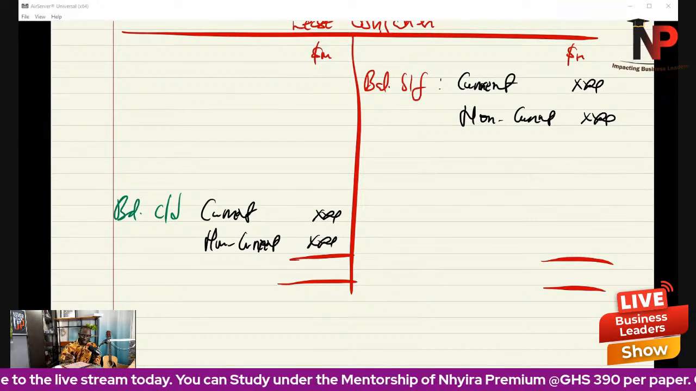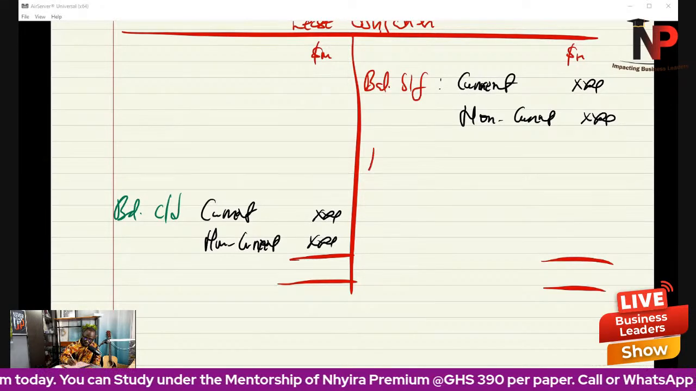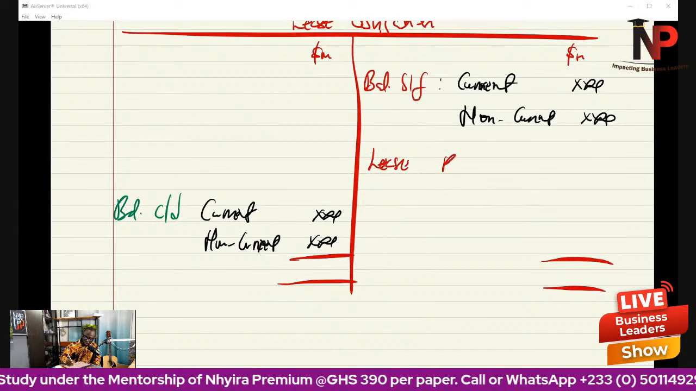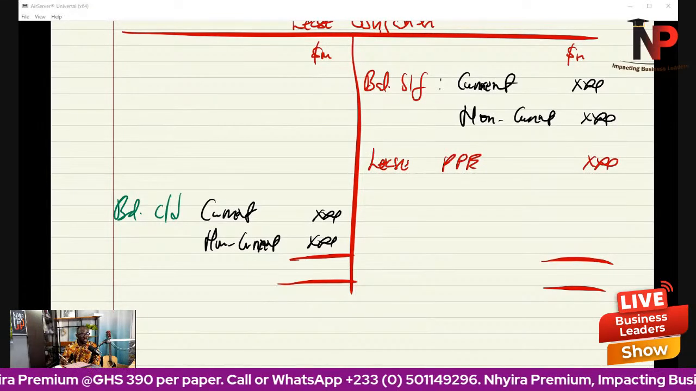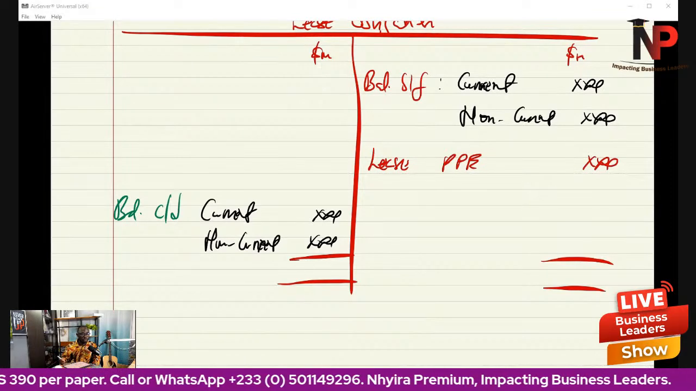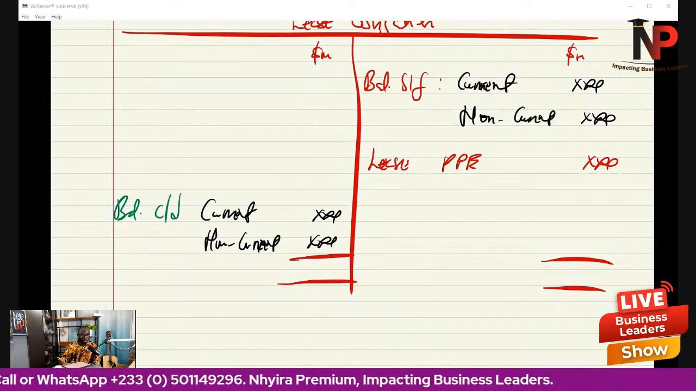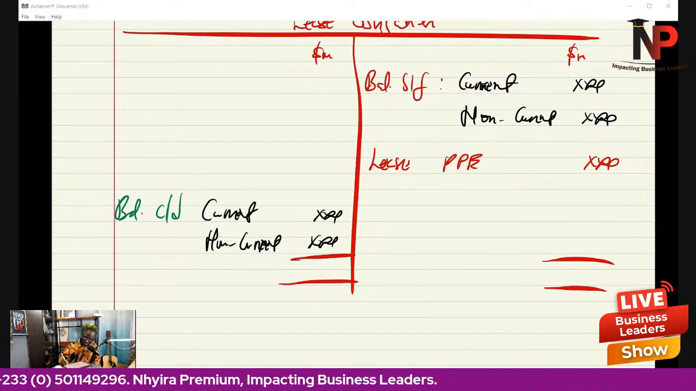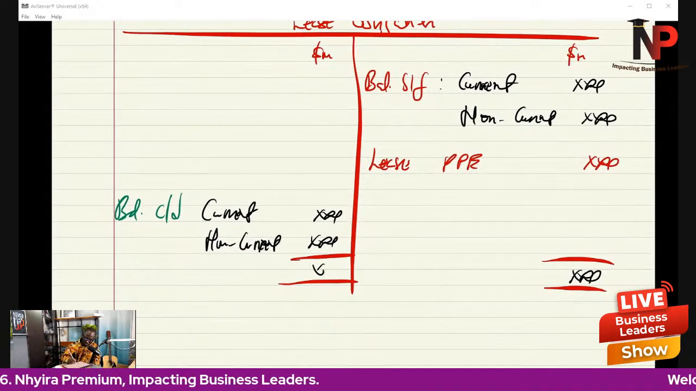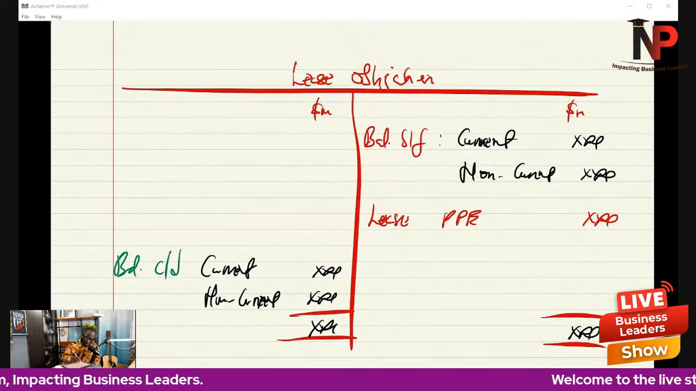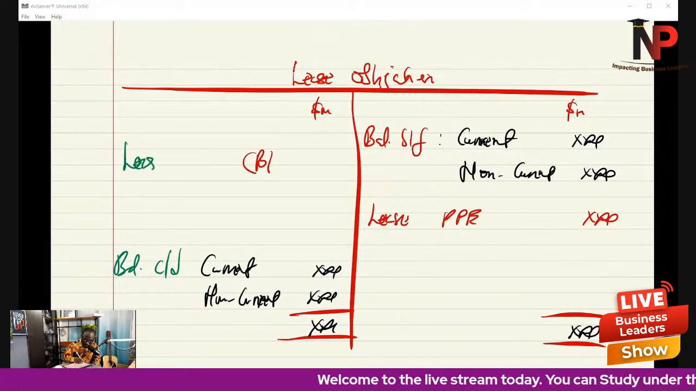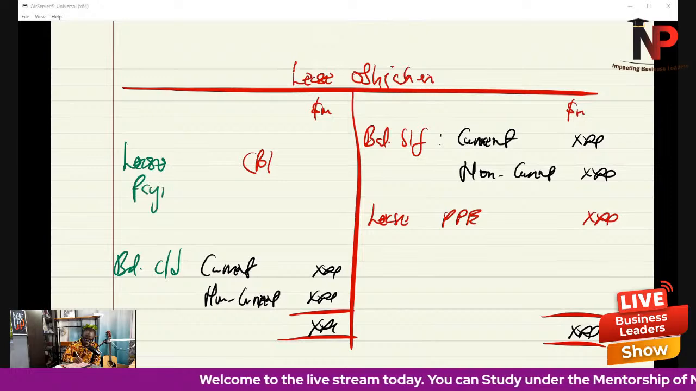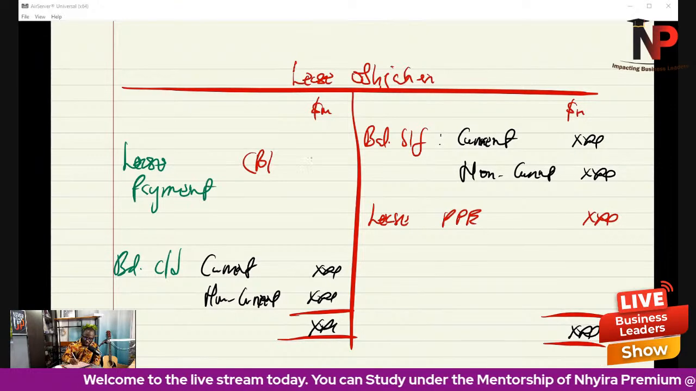Then maybe during the year we leased an asset. So lease PPE. What you debited to the PPE account will be brought here in that particular case. Then you balance the accounts. If you balance the account, the balancing figure will be the lease payments during the year. Okay, the lease payment during the year.